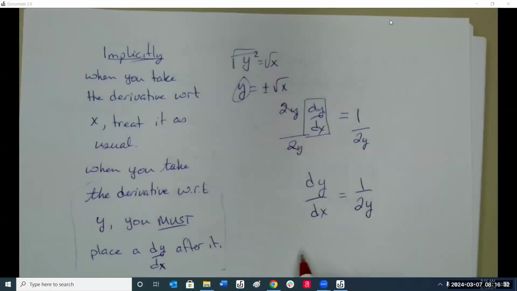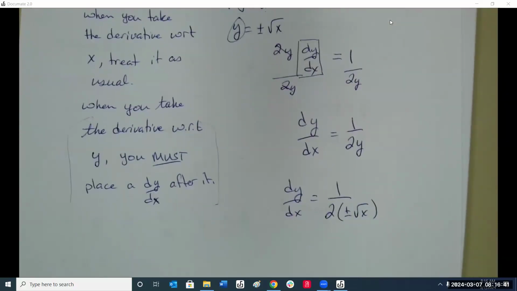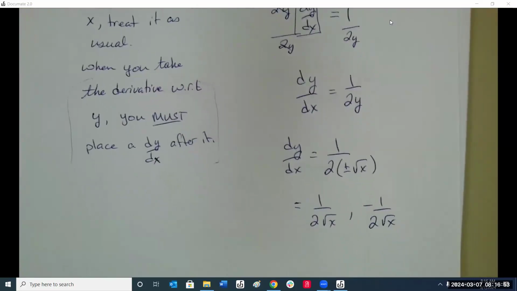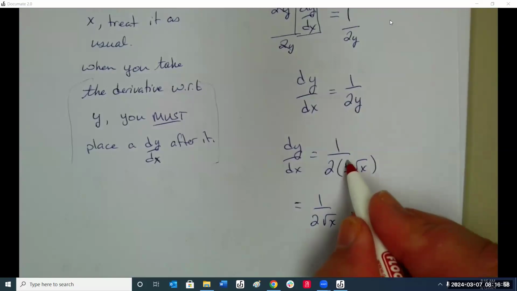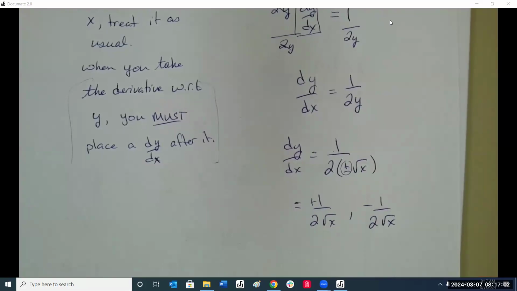Now, anywhere I see a y, we put a plus or minus root x, which is exactly what we just found. 1 over 2 root x, negative 1 over 2 square root of x, because you have a positive and negative. This one's positive, this one's negative. So that's how you do implicit differentiation.